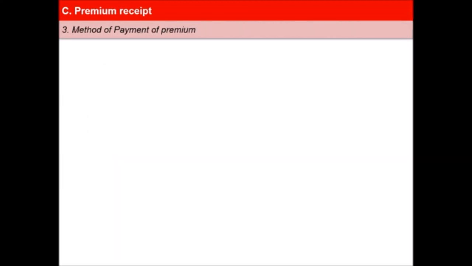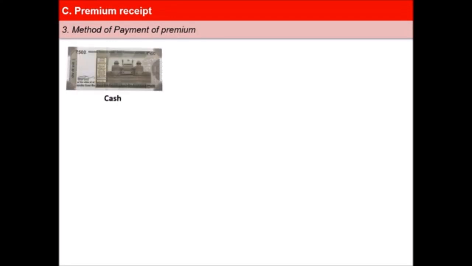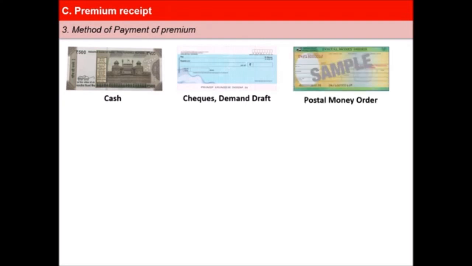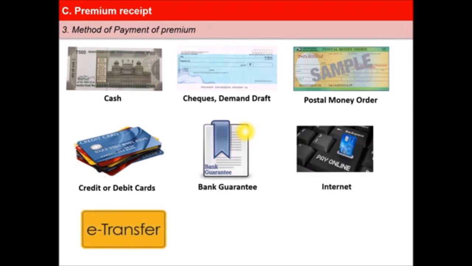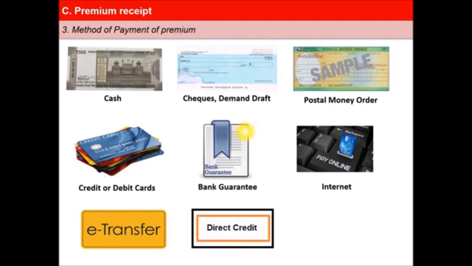The premium to be paid by any person proposing to take an insurance policy or by the policyholder to an insurer may be made in cash, any recognized banking negotiable instrument such as checks, demand drafts, pay order, banker's checks drawn on any scheduled bank in India, postal money order, credit or debit cards, bank guarantee or cash deposit, internet, e-transfer, direct credits via standing instruction of proposer or the policyholder or the life insured through bank transfers, or any other method of payment as may be approved by the authority from time to time.